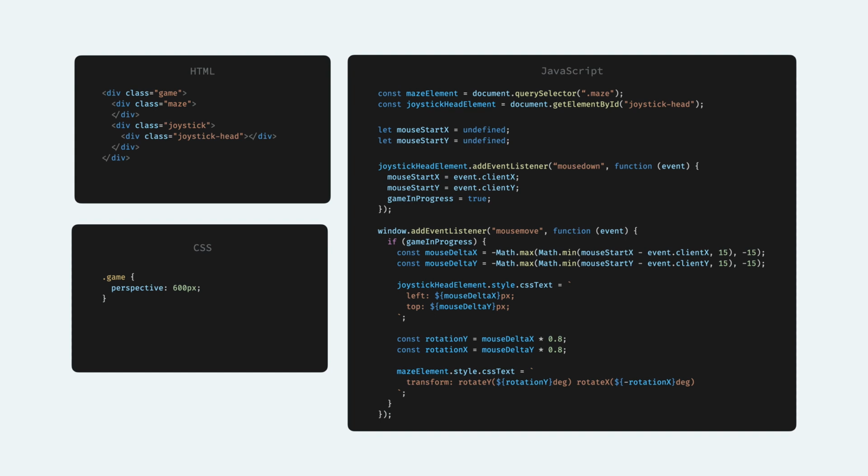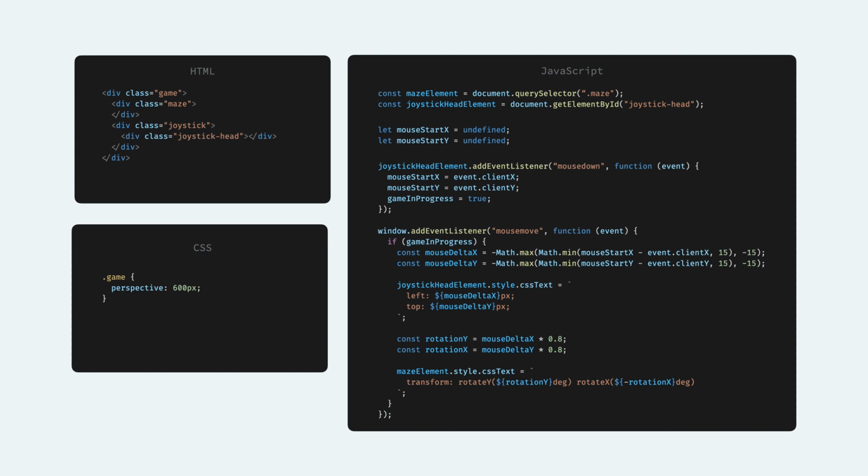Then on every mouse movement, we compare the new mouse position to these initial values. This way, we get a horizontal and vertical delta. If you want to give visual feedback to the player, we can use these values to move the head of the joystick on the UI.